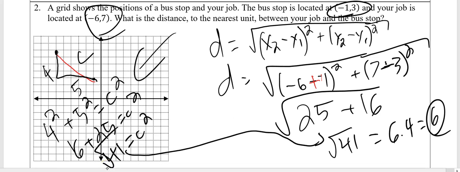Now, this way is just knowing how to use a triangle, the Pythagorean theorem, another way, but if you want to use the distance formula, I'm just showing you 2 ways to do these problems. But you end up with the same answer of 6 units, or 6 blocks, 6 units, whatever it's asking.